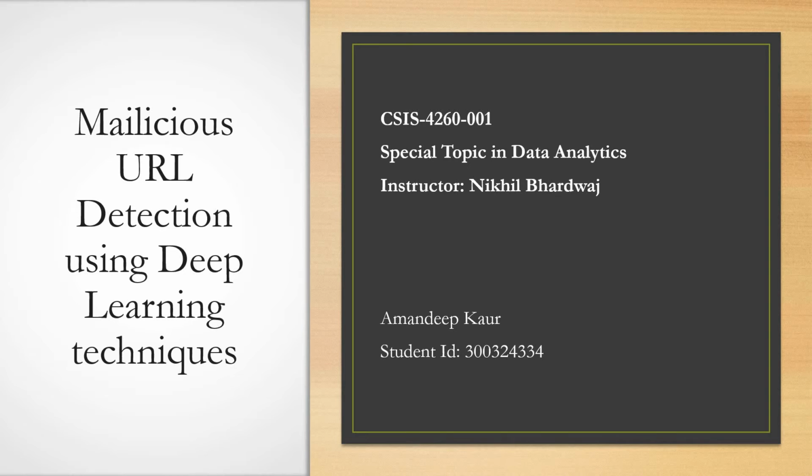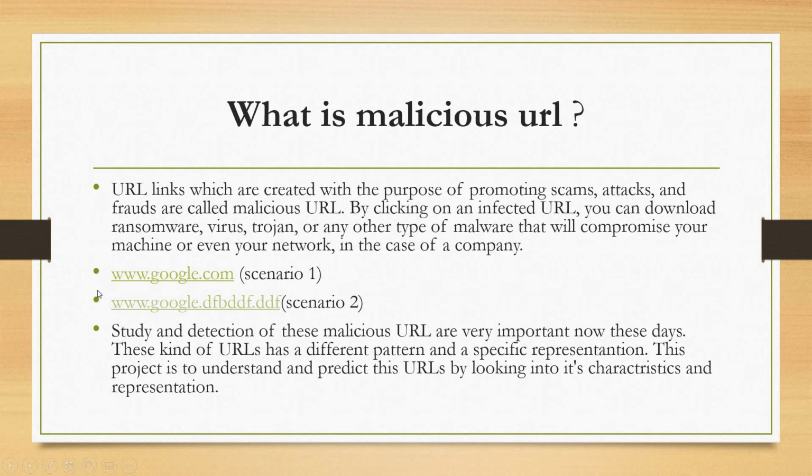Hi everyone, my project is regarding malicious URL detection using deep learning techniques. In this project, I am trying to detect malicious URLs that are potential phishing URLs. So the orientation of that type of URL is different, like www.google.com, it's a legitimate URL. And another scenario is like www.google something, and that's a phishing URL. Those URLs are created for scams, attacks, and these kinds of things can happen.